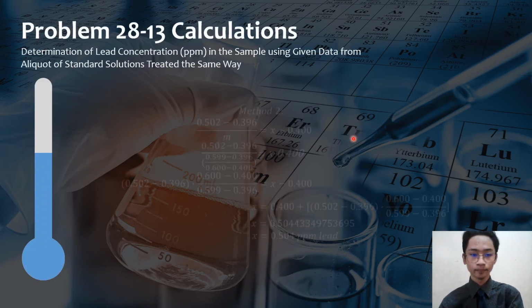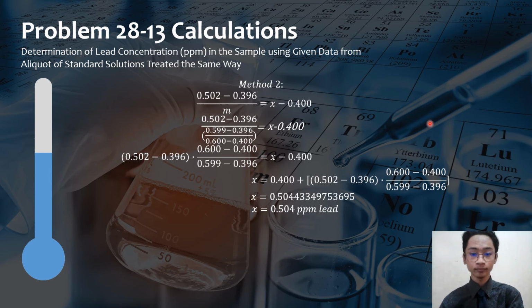So for the continuation of method 2, we substituted the value of m. Then since it is dividing by fraction, we can multiply it by the reciprocal of m. So we get 0.502 minus 0.396 times the reciprocal of m, 0.6 minus 0.4 over 0.599 minus 0.396 is equal to x minus 0.4. And we transpose 0.4 so that we isolate x and get the value of x.